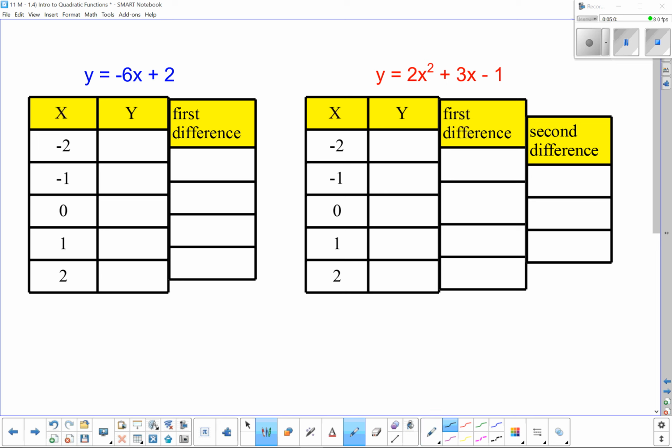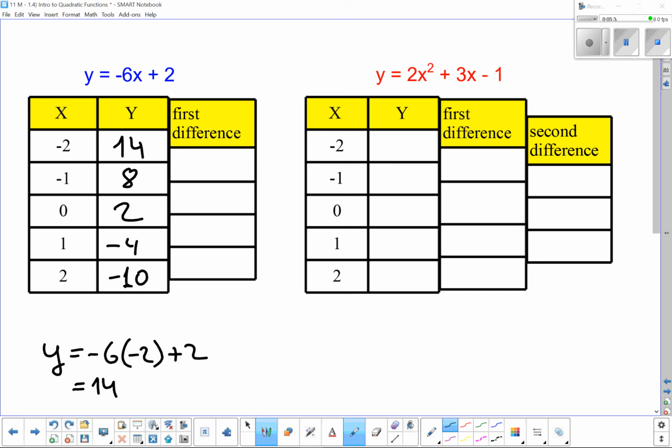If I go ahead and substitute -2 into my original function and calculate it, that will give me the first y value, which in this case is 14. So this will be 14 here. If you repeat it for every one of these x values, you can fill in the y column of the table, and from there we can proceed to do first differences.